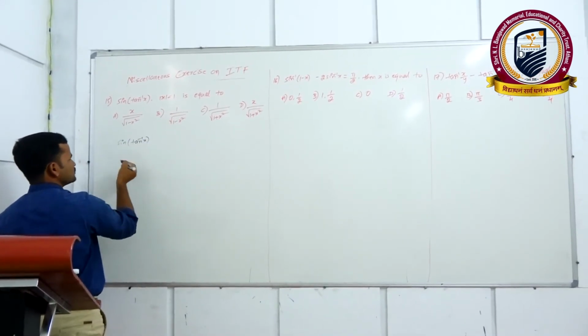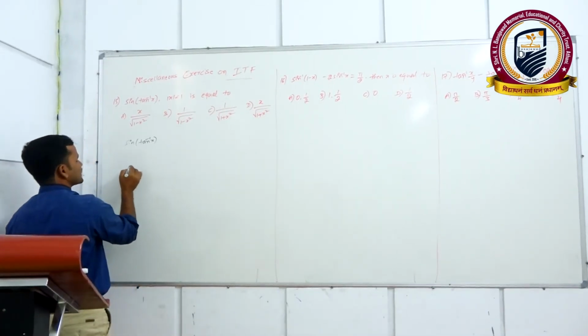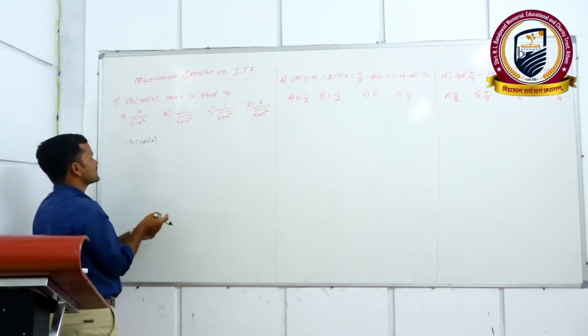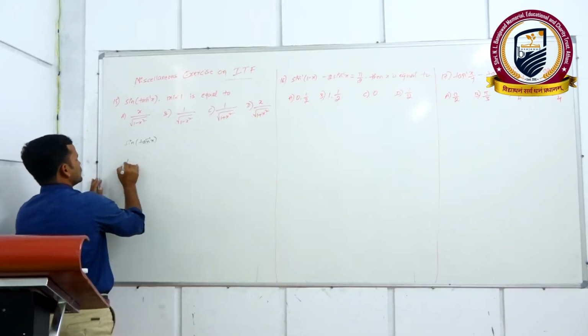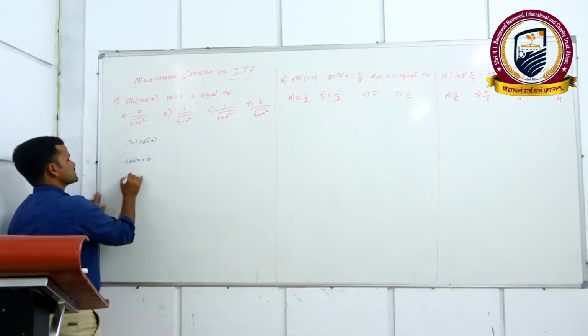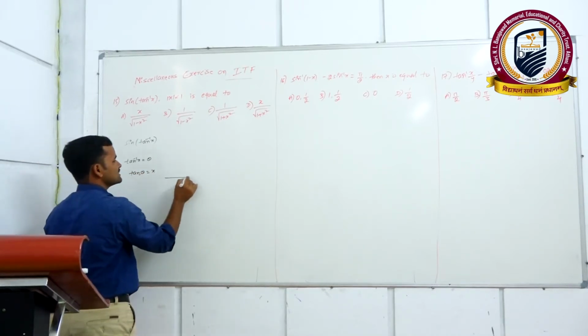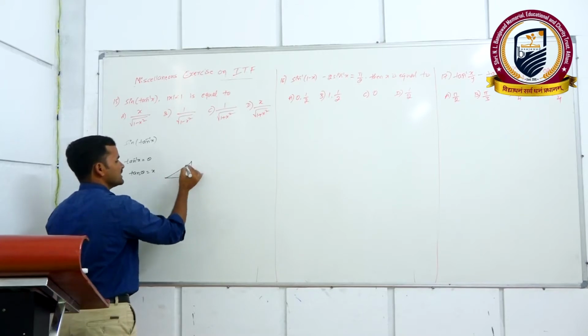Here we can proceed in two ways. One is that we will convert this in terms of tan only. Take tan inverse of x equal to theta. This is the simple way. Tan inverse of x is equal to theta, which is nothing but tan theta is equal to x. You put it in a right angle triangle.